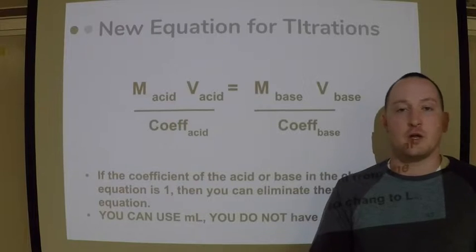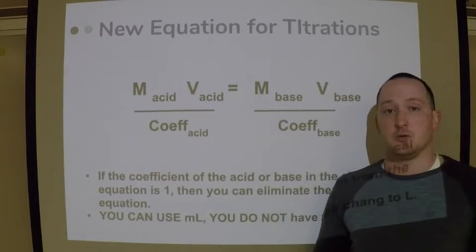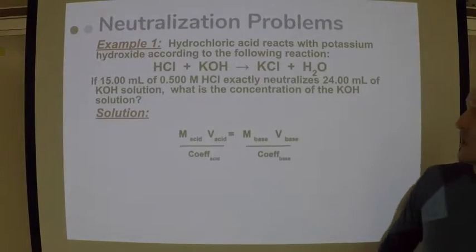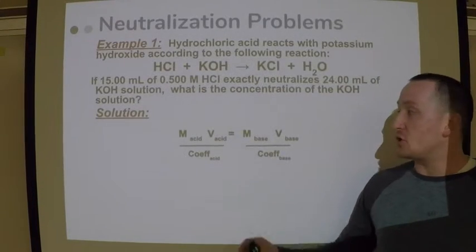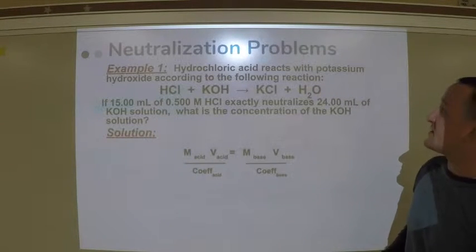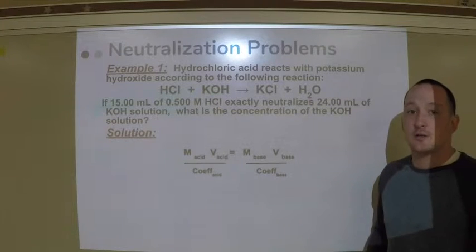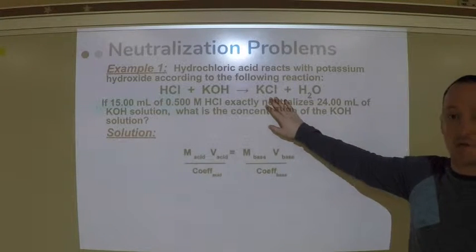If you're fine with converting and using the mole roadmap and doing all that, that's fine. You can use that. So here's the equation that we're going to try, and I'm going to show you how to use this equation. So here's how it works. Here's my problem. It says hydrochloric acid reacts with potassium hydroxide according to the following reaction. This reaction is already balanced for us.